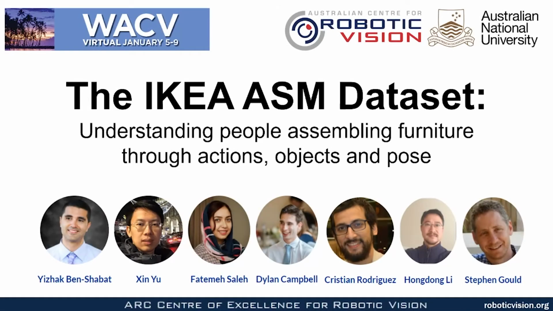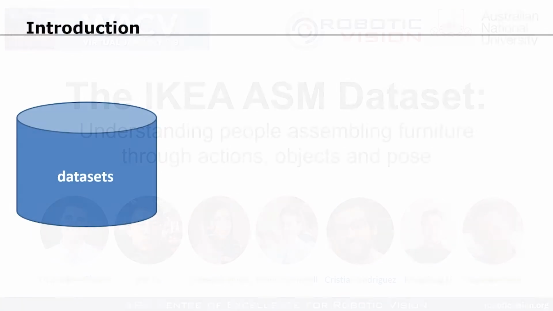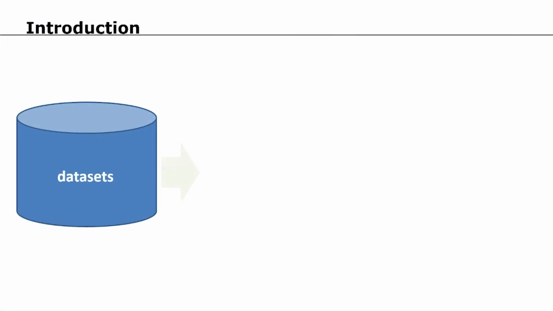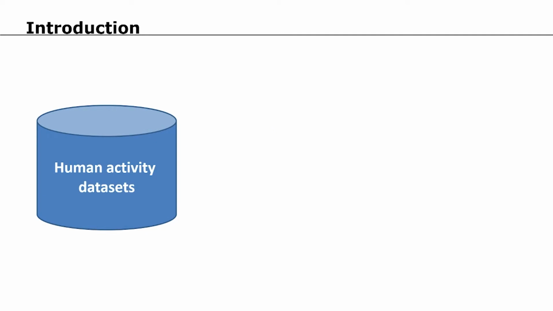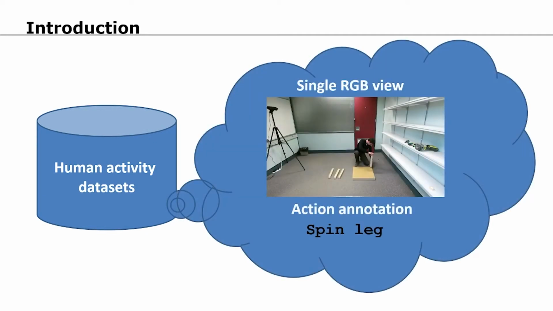We present the IKEA Assembly Dataset, a new dataset for understanding furniture assembly using actions, objects, and poses. The availability of a large labeled dataset is a key requirement for applying deep learning methods to solve various computer vision tasks. In the context of understanding human activity, existing datasets, while large in size, are often limited to a single RGB camera and provide only per frame or per clip action annotations.